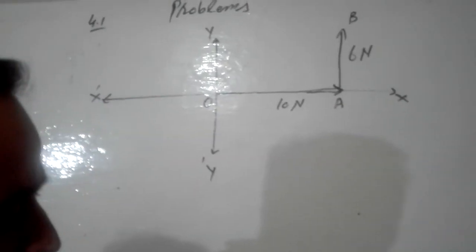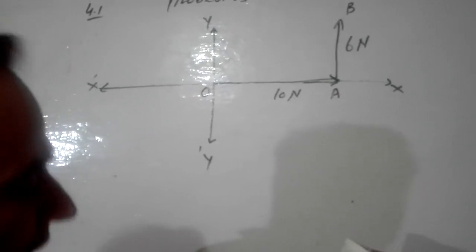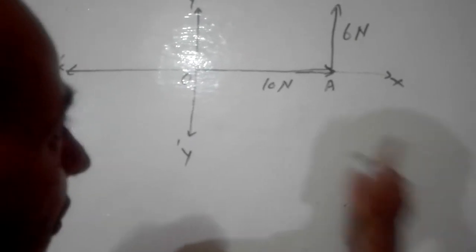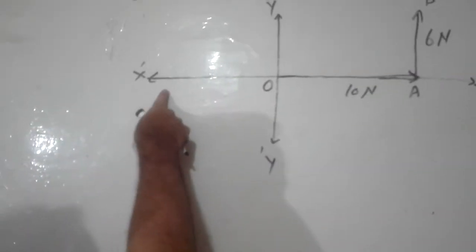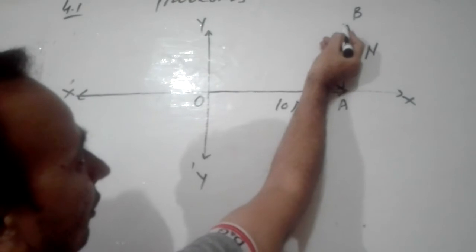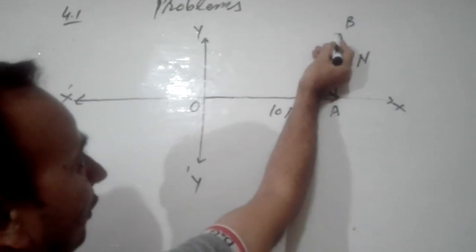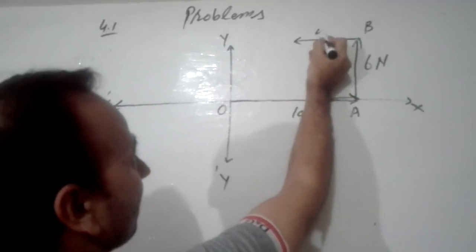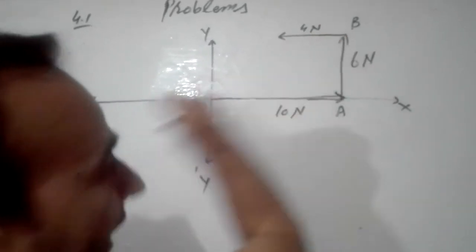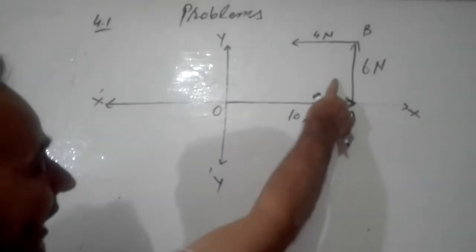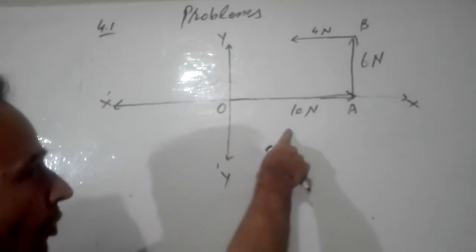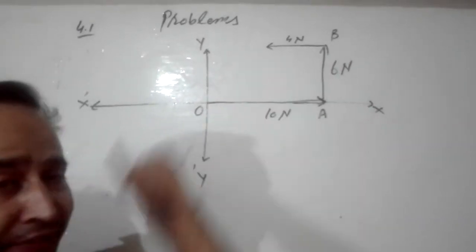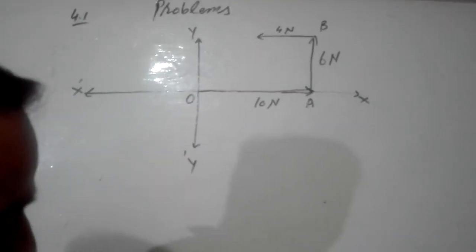Now the third force is 4 Newton along negative x-axis. So note down, negative x-axis is toward this side. According to the head to tail rule, we draw the 4 Newton force towards this side. Suppose this is 4 Newton force toward the negative side. I will draw the direction toward negative x-axis, because it has been given that the 4 Newton force is acting towards negative x-axis.